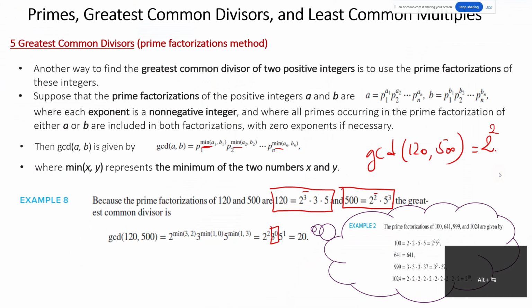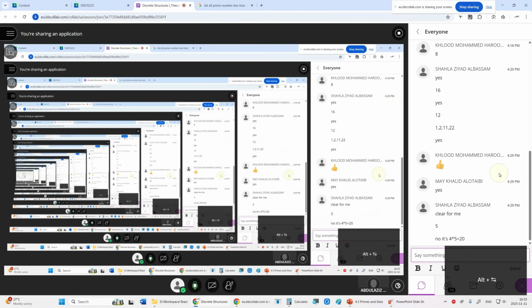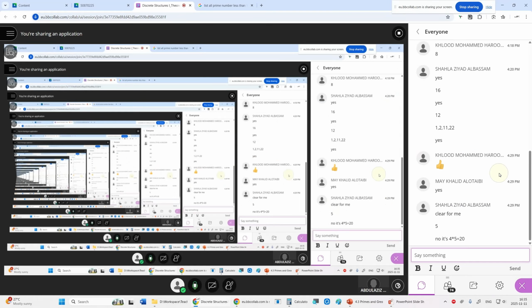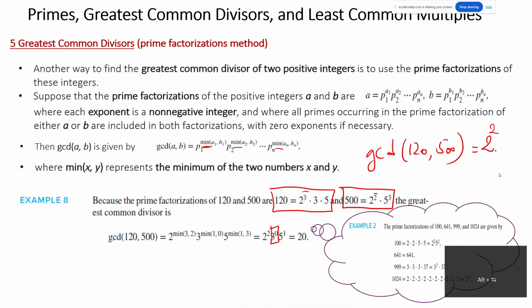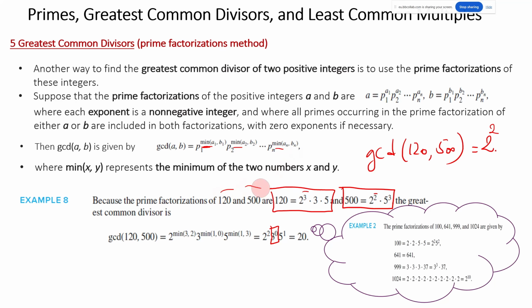4 times 5 is equal to 20. What are you talking about? No, it's 4 times 5 equal to 20. I'm not sure what we're talking about. The common between 120 and 500. Oh, okay, I get it. Yes.